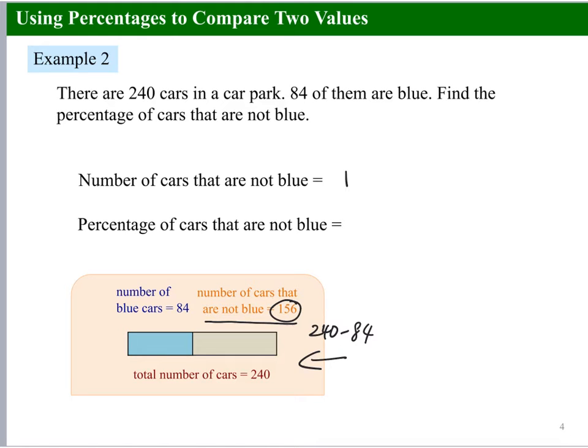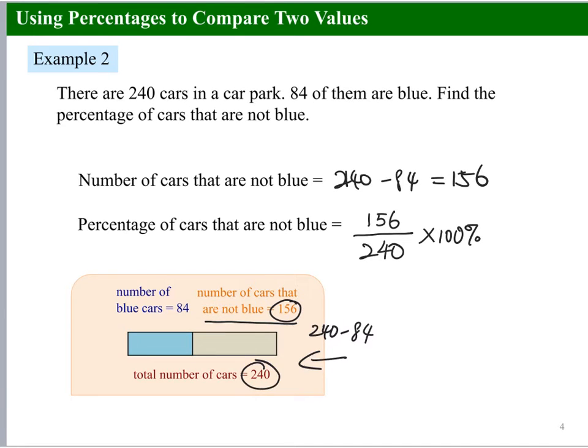So the number of cars that are not blue is 240 minus 84 equals 156. Then we put 156 on top, and below we put 240, which is the total number of cars, times 100%. Then it equals 65%. Remember what I told you, we can use a calculator in our second and final exam. That's why you use a calculator to calculate these.